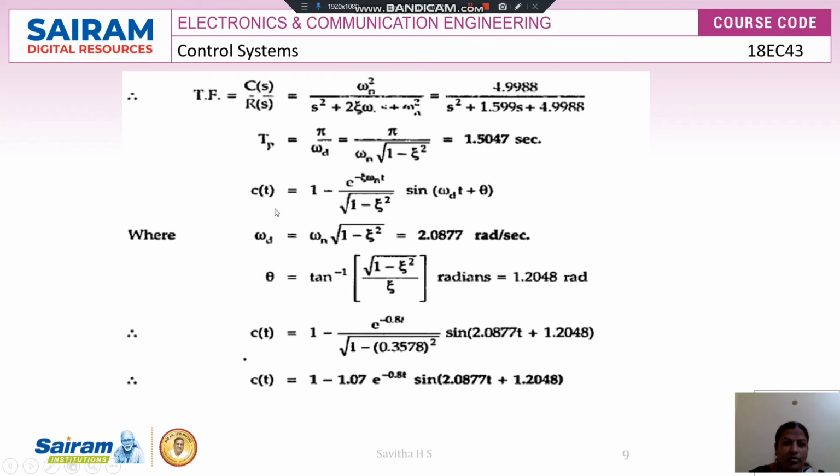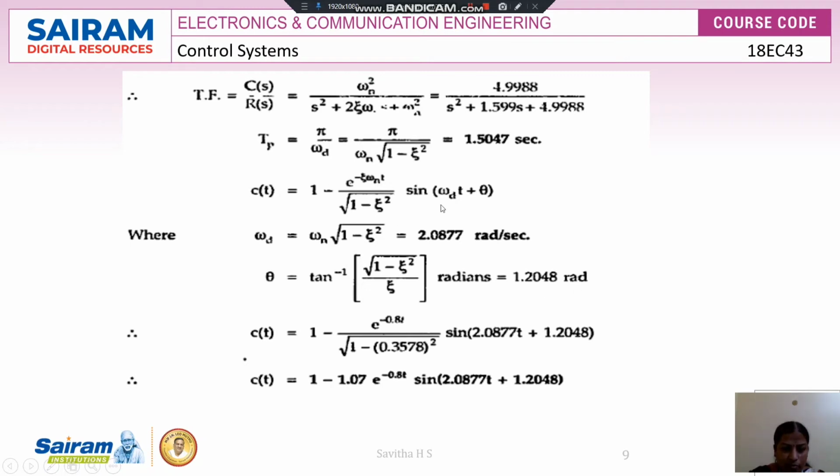So C of t, I'll write it as 1 minus e to the power of minus zeta omega n t divided by square root of 1 minus zeta square, sin of omega d t plus theta. First we'll find the omega d value. This is the omega d value, 2.0877 radians per second. Then we'll find the theta value. Theta is tan inverse of square root of 1 minus zeta square by zeta, in radians. This value is 1.2048 radians.